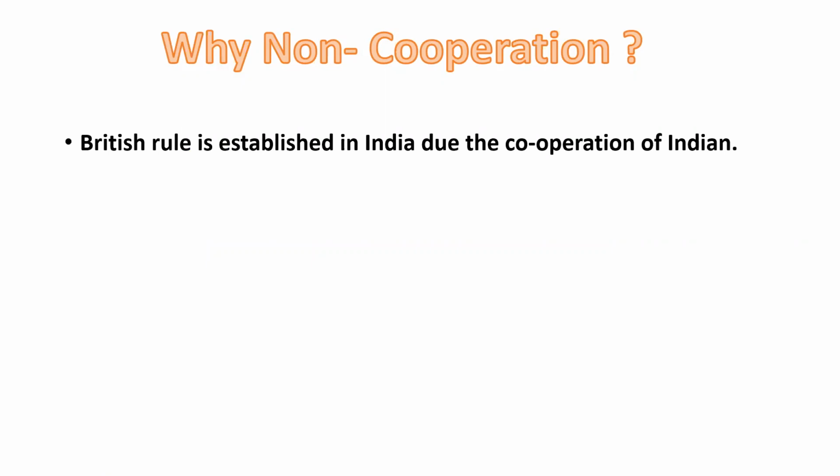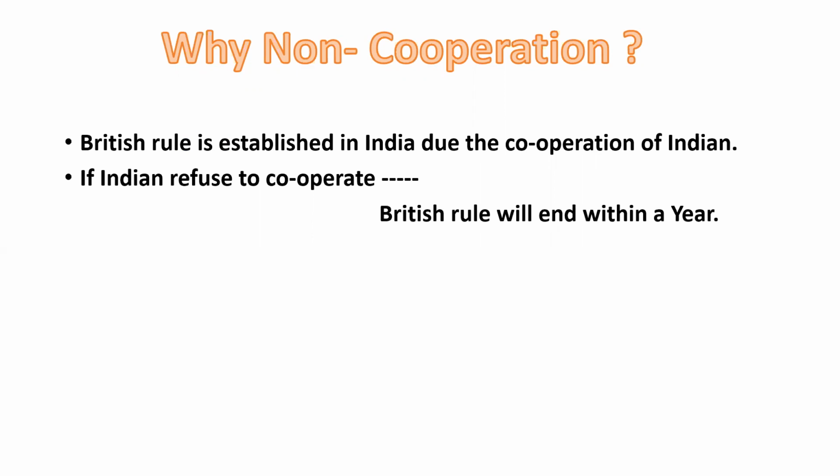Now we have one most important question: why non-cooperation movement? मतलब non-cooperation movement को ही follow क्यों किया? So dear students, Mahatma Gandhi said that British rule was established in India just due to the cooperation of Indians. If Indian people refuse to cooperate, then British rule will end within 1 year. This statement was given by Mahatma Gandhi. If Indians refuse to cooperate with them, then British rule will end within a year.